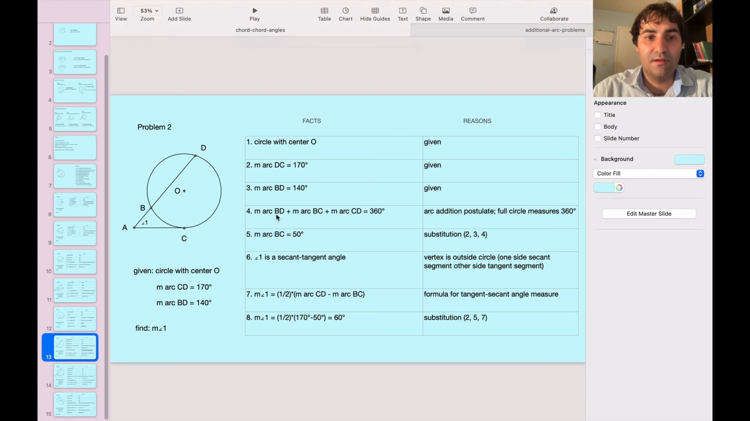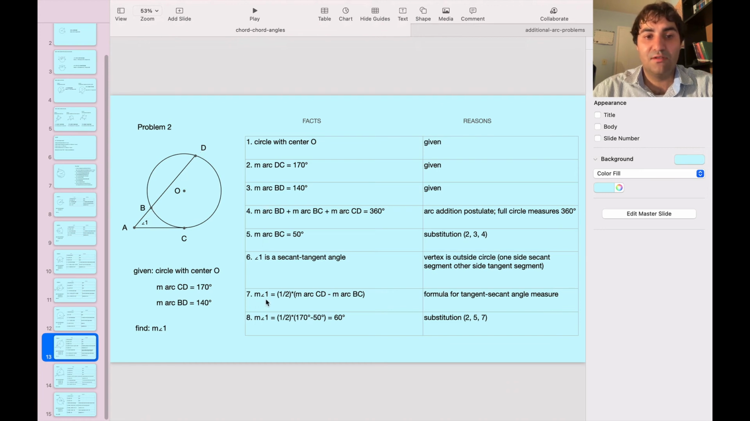So measure of arc BD plus the measure of arc BC plus the measure of arc CD equals 360 degrees. And if we plug in what we have in statement 2, statement 3, and statement 4, we get the measure of arc BC is equal to 50 degrees. Now we know angle 1 is a secant tangent angle because the vertex is outside the circle. One side is a secant segment, and the other side is a tangent segment, right? A secant segment intersects the circle in 2 places.